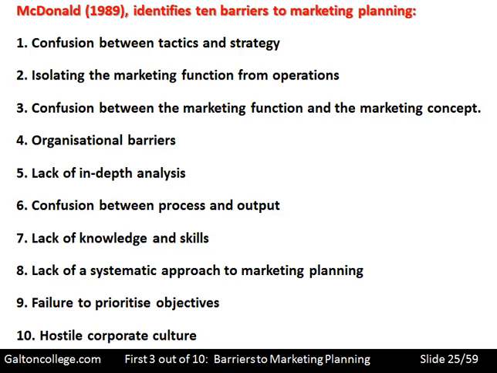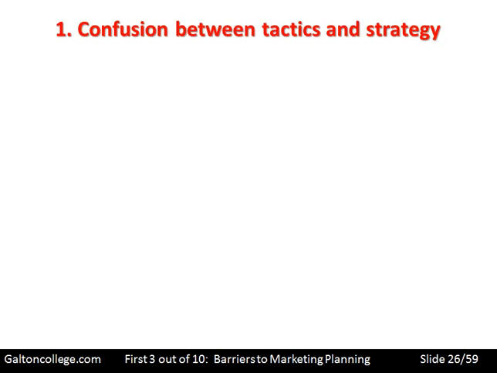Now, these are the 10 barriers that McDonald identified. As I said, we're only going to deal with the first 3 here. The remaining ones will be the subject matter of a follow-up video. So let's start by looking at the first one, which is confusion between tactics and strategy, and then we'll work on to number 2 and number 3. So confusion between tactics and strategy.